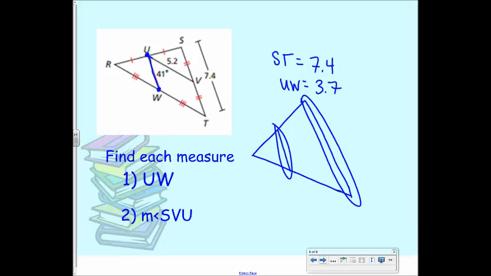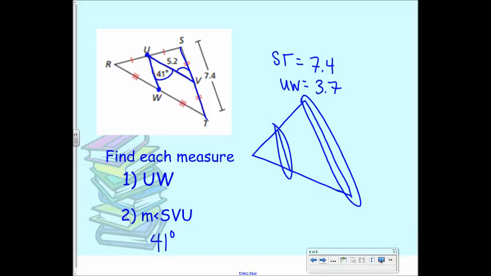Oh yeah, I didn't even notice that. Oh wait, isn't it like 41? Yeah, okay, why is it 41? UW and ST are parallel. Guys, I suggest listening. So UW and ST are parallel because it's a midsegment. So that this right here is a what? Transversal. So then if this one is 41, what is this one? They are alternate interior angles.